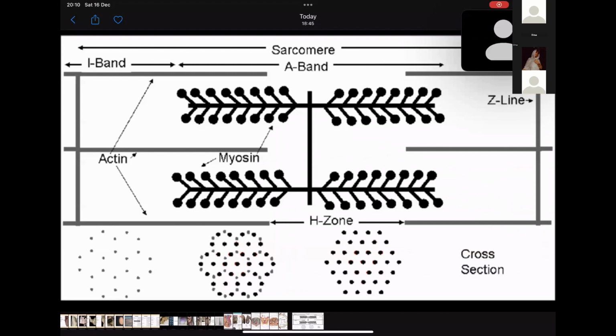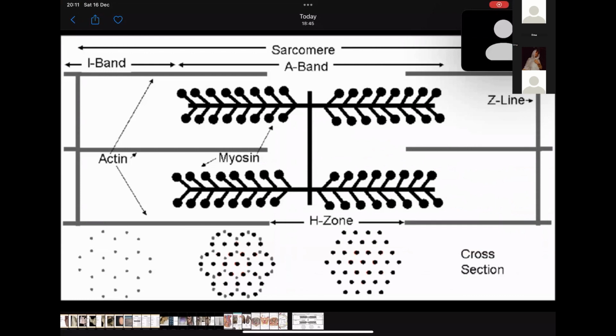Okay, so now you can look at this diagram. I'm trying to show you a quick diagram. Sarcomere means what? Sarcomere means from one Z line. Here I'm drawing a Z line. Here is a Z line. This line is called a Z line, to another Z line. That's only sarcomere.